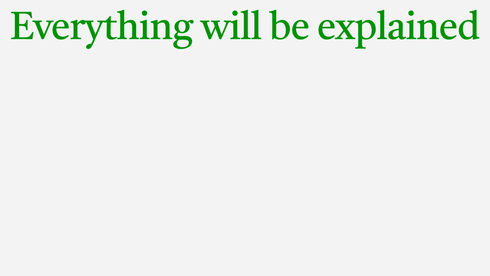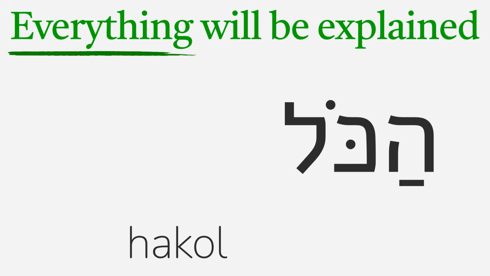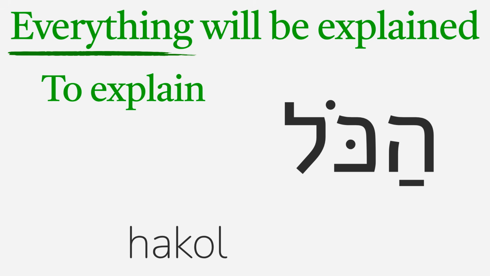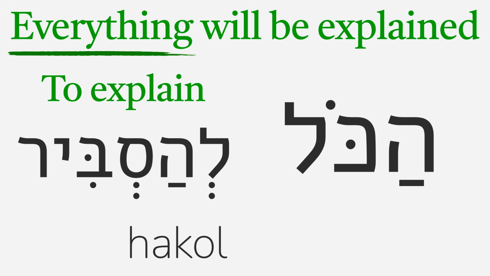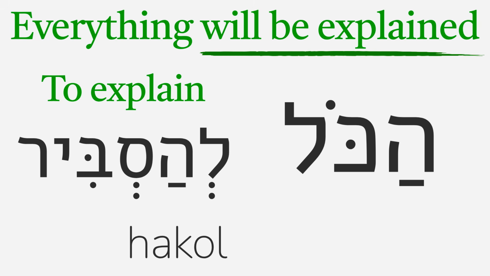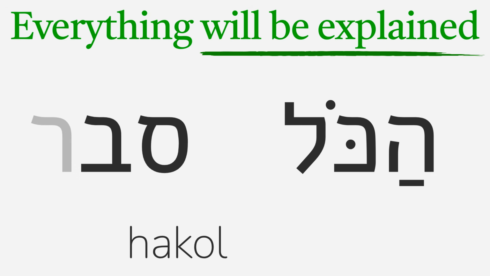Let's say everything will be explained. Everything is hakol. The verb to explain in Hebrew is lehasbir, which is a Hifil verb. That means that the passive verb will be explained will be in the Hufal binyan. So we'll put the root samekh bet resh in a Hufal verb which is in the future tense and whose subject is hu, he. This is because hakol is a masculine word.